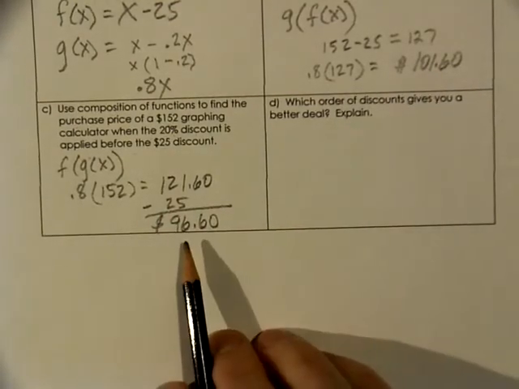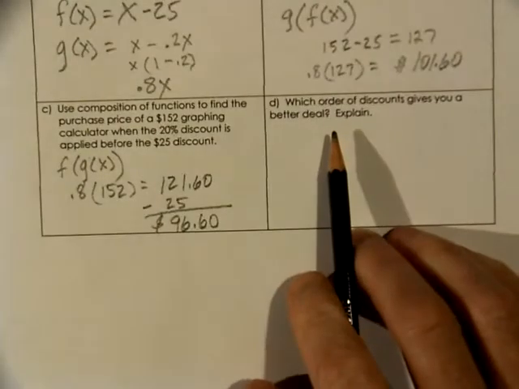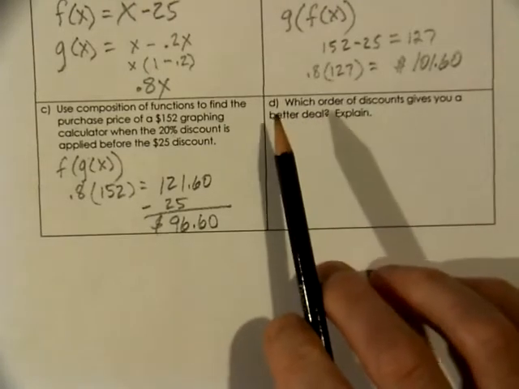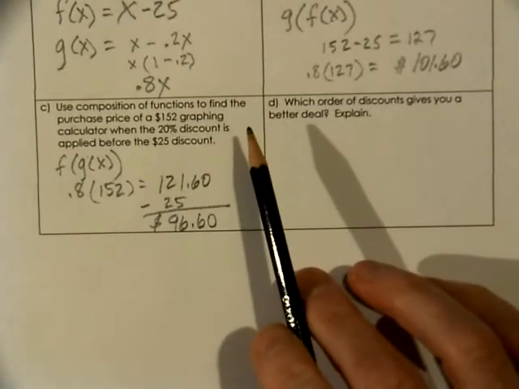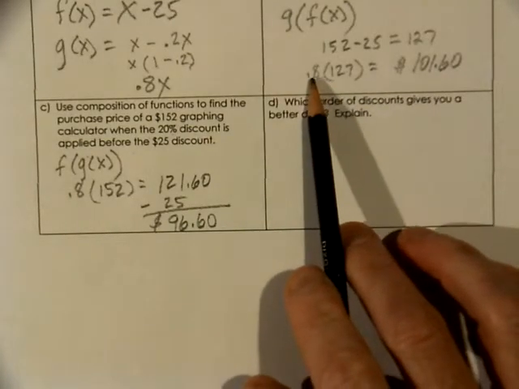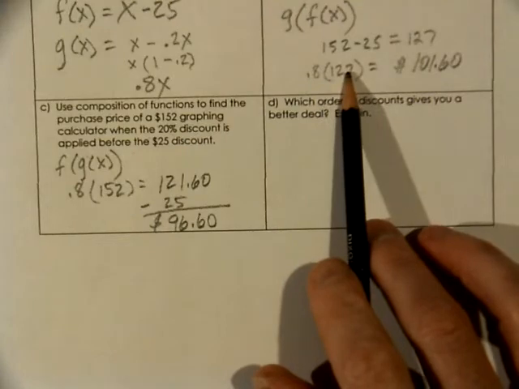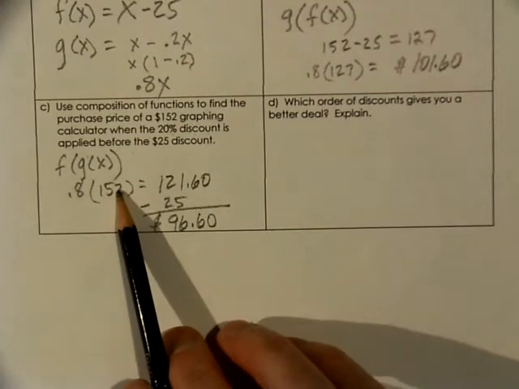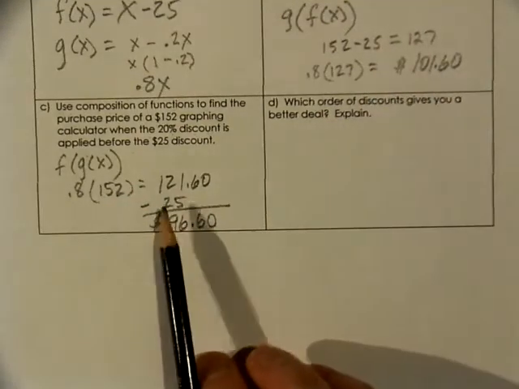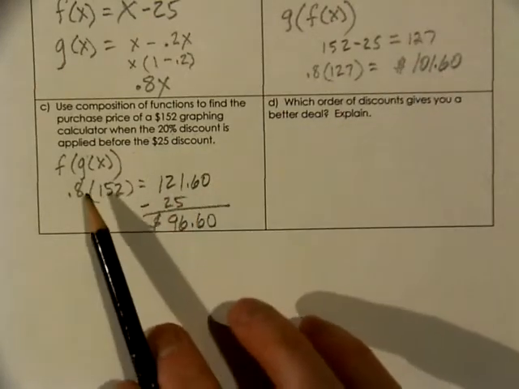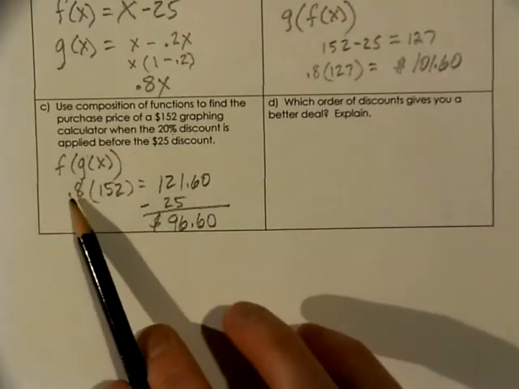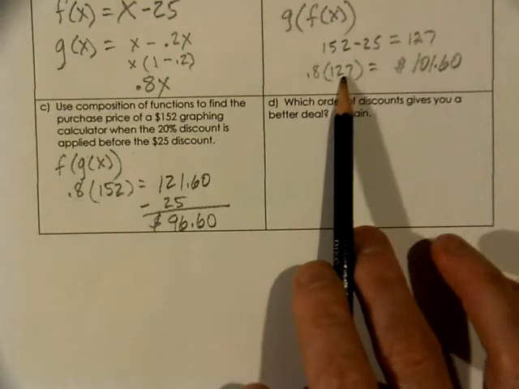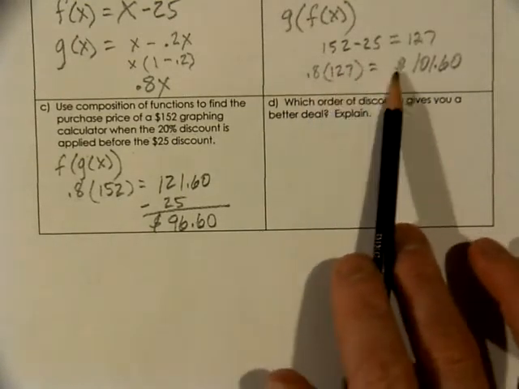So notice the two prices were different. So the question is, why is it a better price? If we did the same thing, we took $25 off and we paid 80%. But if you notice, we paid 80% of 127 here, and here we paid 80% of 152. We subtracted $25 off some amount, so that was equivalent. But what made the difference between the prices is taking the 80% of a larger number versus 80% of a smaller number. That means there was less discount in that situation.